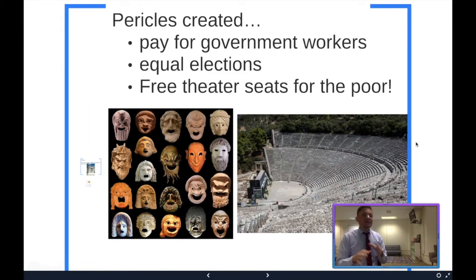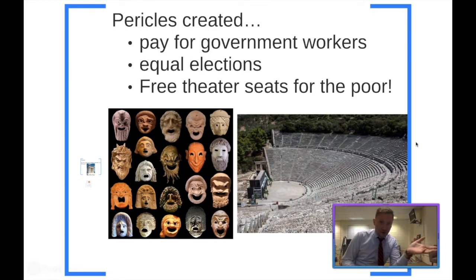But the big thing going forward is that Pericles is also going to create pay for government workers, equal elections as well to try and create fewer issues with voter practices and things like that. And then also, this is one of my favorite things about Pericles. He creates free theater seats for the poor, right?